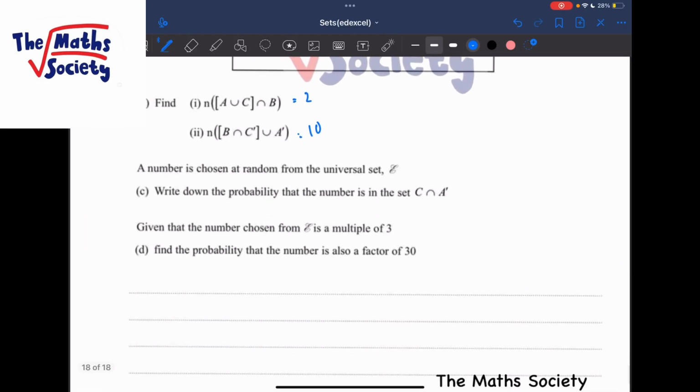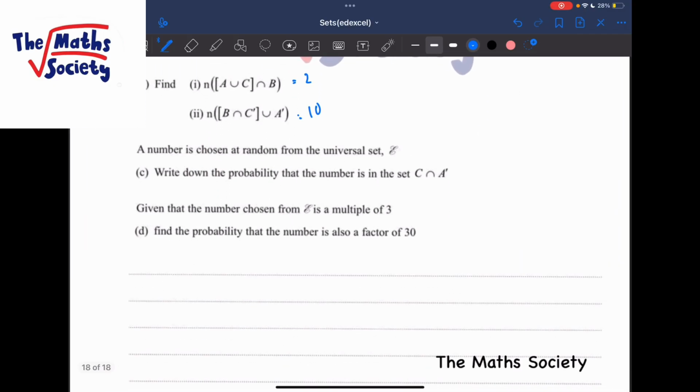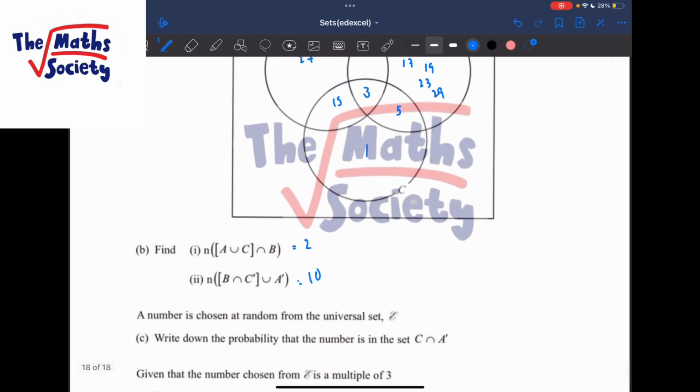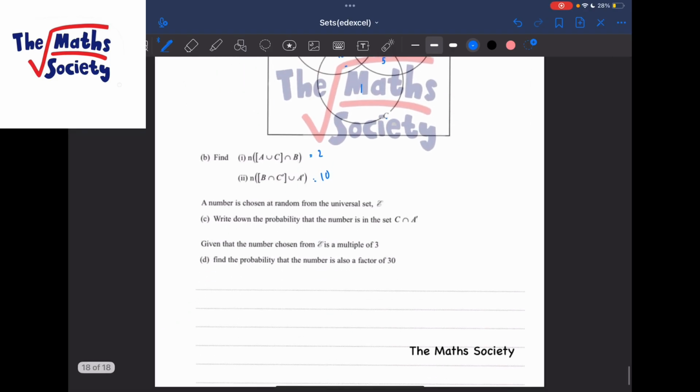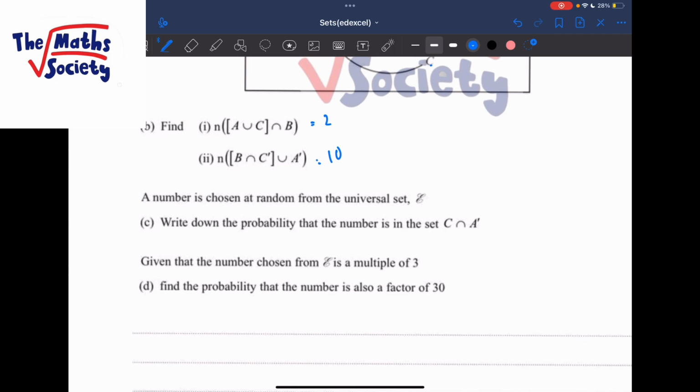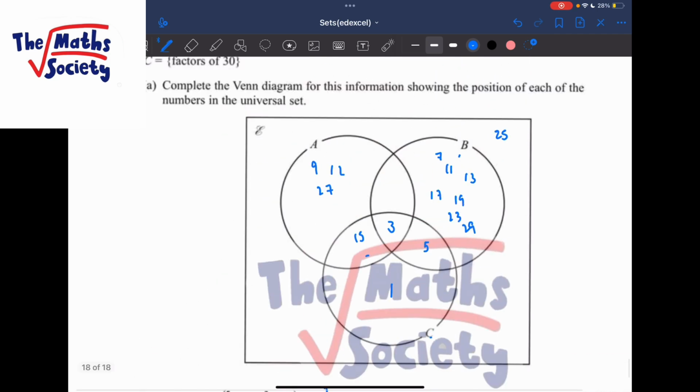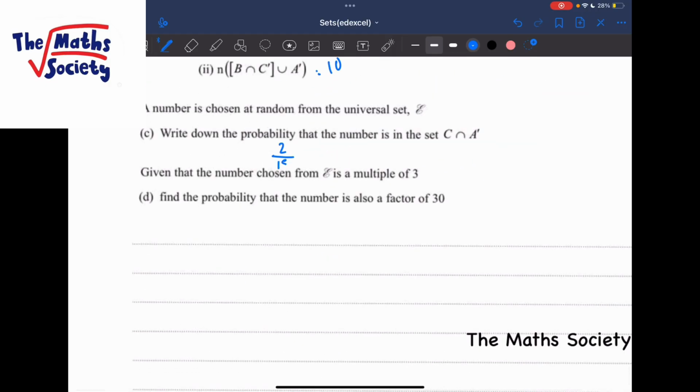Yep, and then it says a number is chosen at random from the universal set. Write down the probability that the number is in the set C intersect A prime. C intersect A prime is just going to be 2 of it. So that's going to be 2 over, what's the total number? Just count 4, 5, 6, 7, 8, 9, 10, 11, 12, 13, 14, 15. So that's going to be 2 over 15.